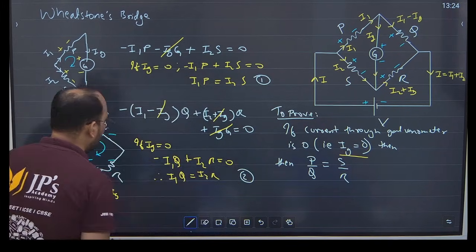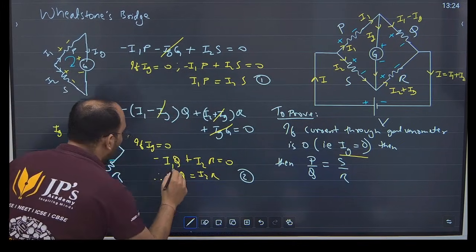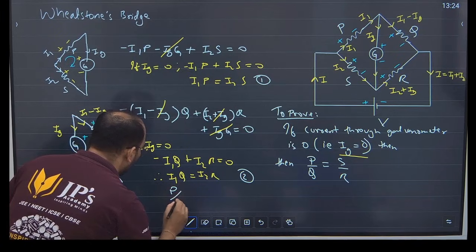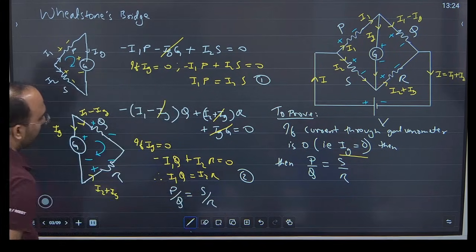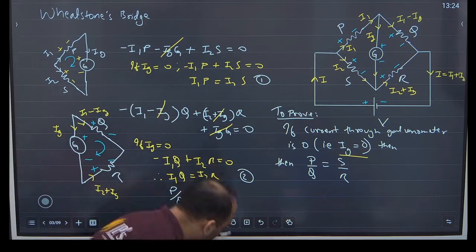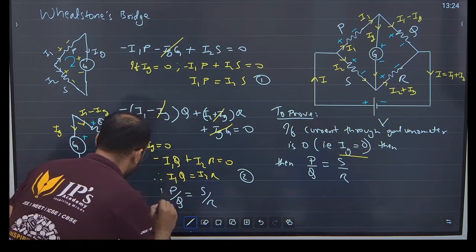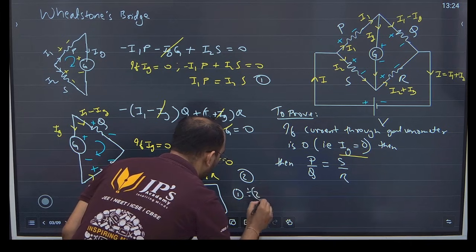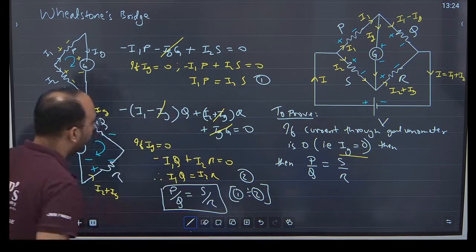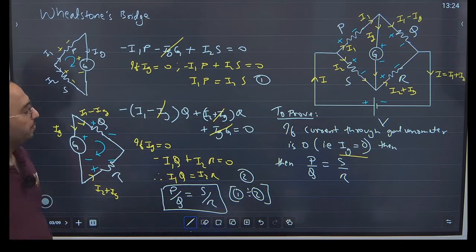Divide them and I think you have your answer. Let's divide it. So I1 get cancelled. You get P by Q is equal to S by R. Okay, and that is the proof. 1 divided by 2. Done. Okay, so you got it.